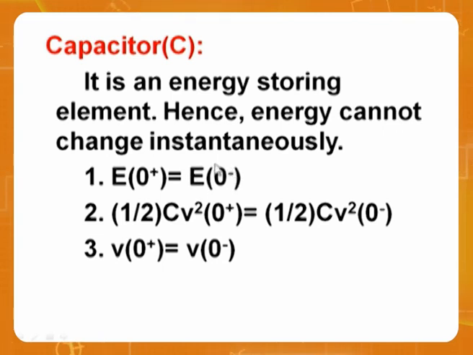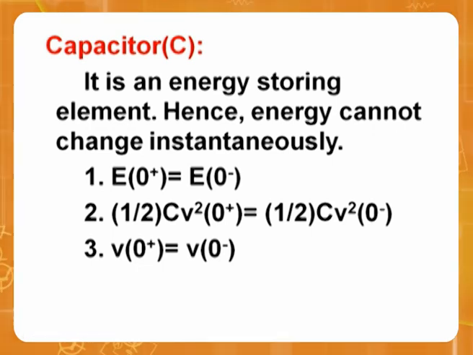Now please observe here, I made three statements. Energy cannot change instantaneously, therefore energy just after switching is the same as just before. As I told you, some people can't understand within no time, same thing. Now what is the energy in a capacitor? Half CV square. So half CV square is equal to half CV square. If you cancel them, voltage cannot change instantaneously.